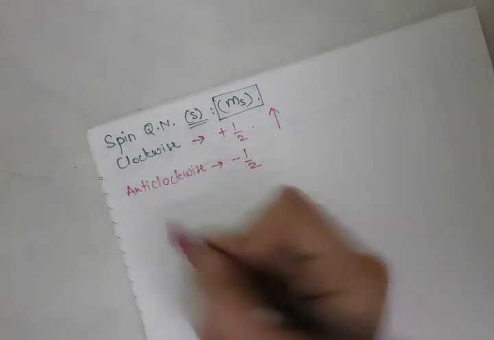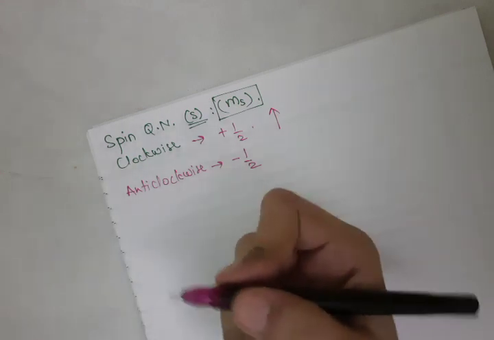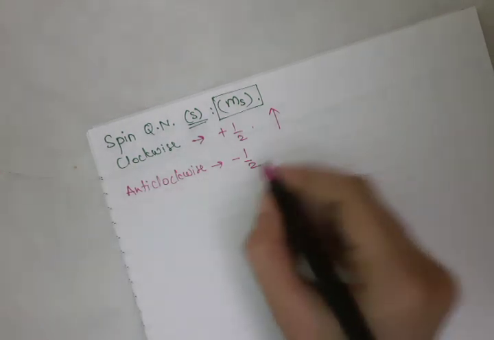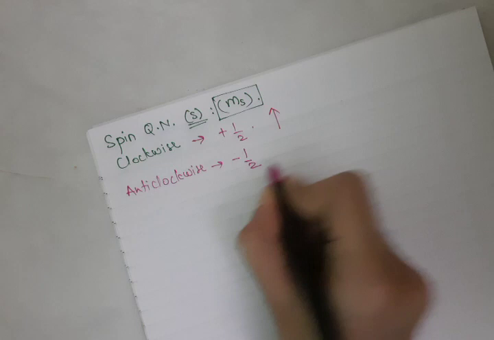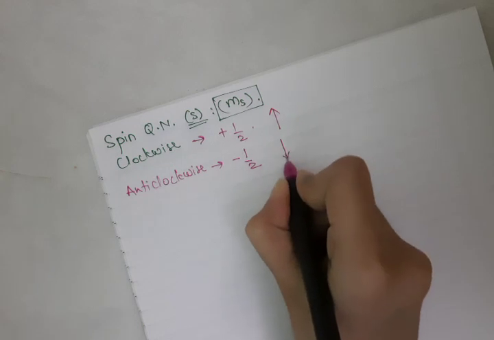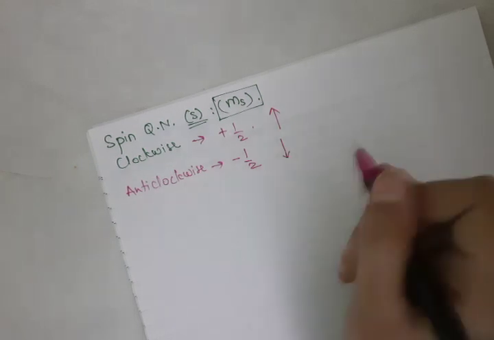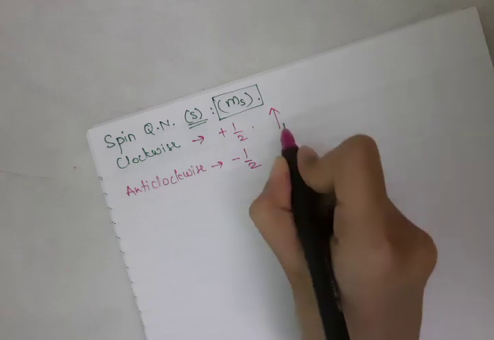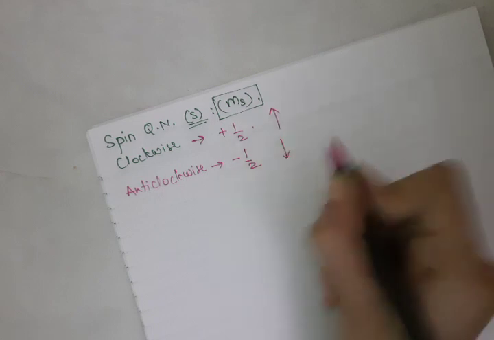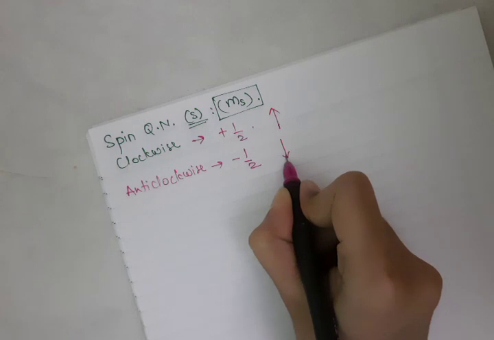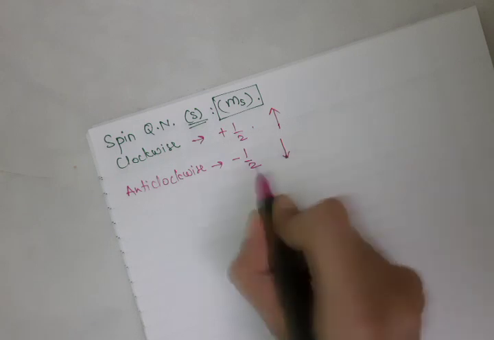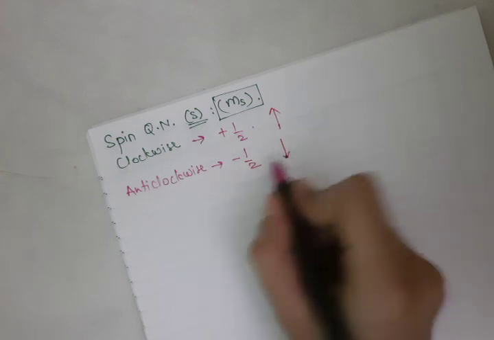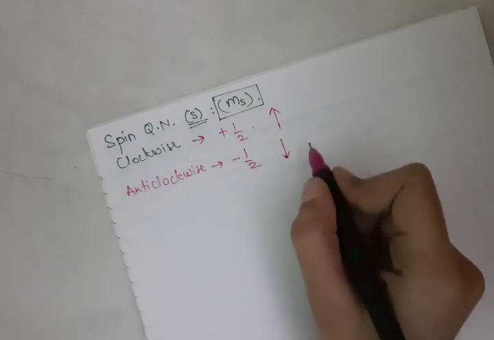Anti-clockwise, when the electron spins around its own axis in the anti-clockwise direction, the value becomes minus 1 by 2. On paper we write it like this: downward spin, and this is the upward spin. This is the clockwise spin, this is the anti-clockwise spin. So this is all about the spin quantum number. It's very simple.